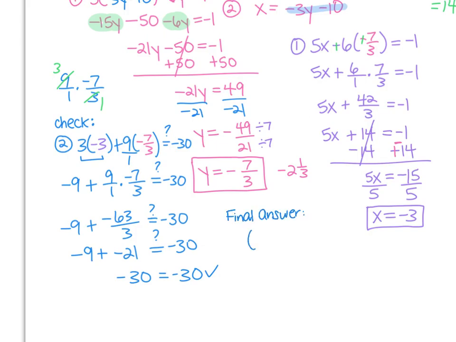So our final answer, written as a coordinate point, is our x first, -3, and then our y, which is -7/3. Again, we can write that also in curly braces to be mathematically formal there. And then that is our final answer.